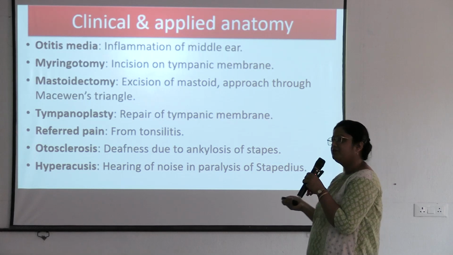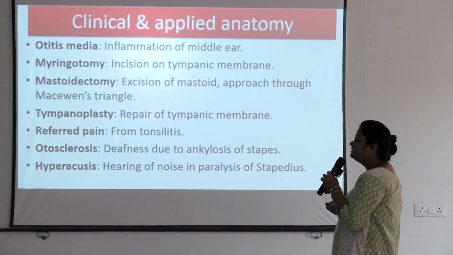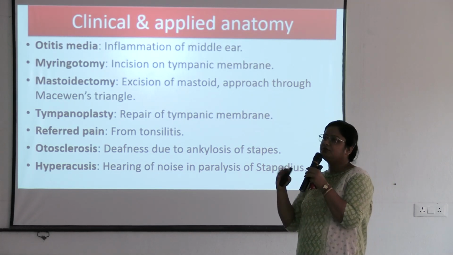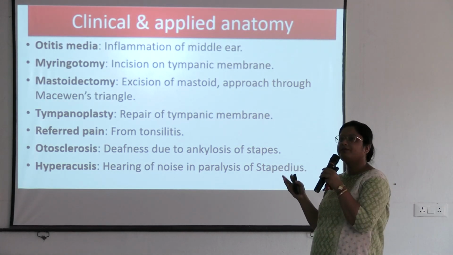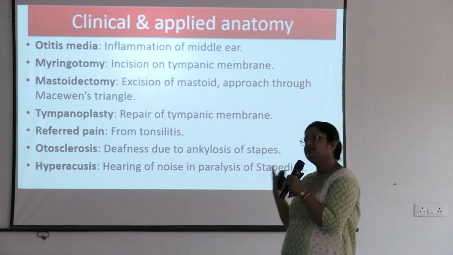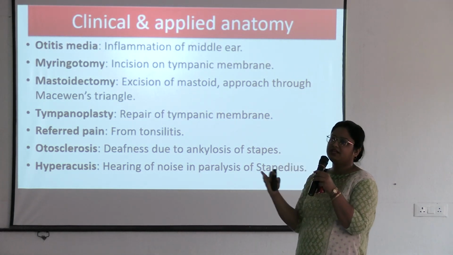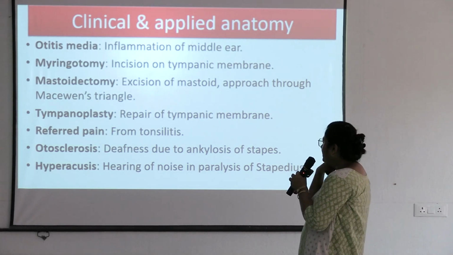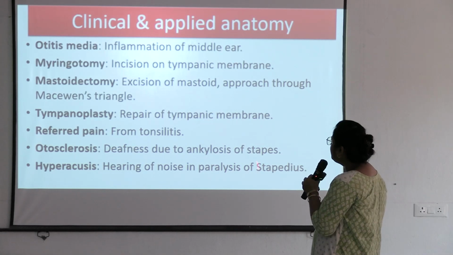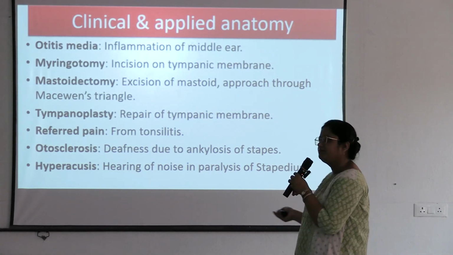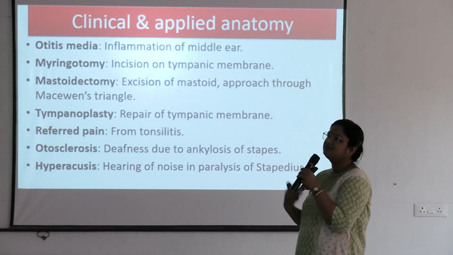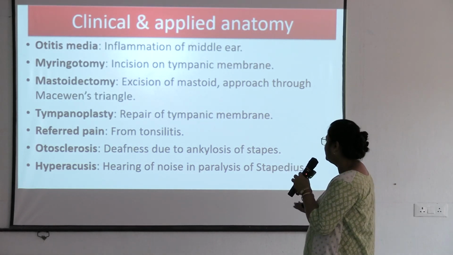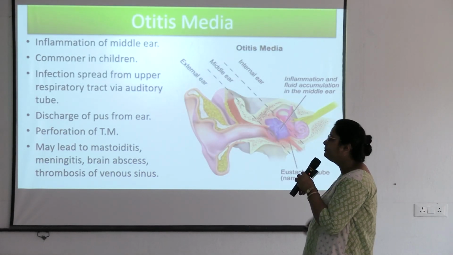Next is otosclerosis. Otosclerosis is deafness due to ankylosis of the stapes. Stapes is fixed due to excessive bone formation, and there is hearing loss also because the foot plate of stapes cannot move properly, so sound wave is not transmitted. So this is otosclerosis. And hyperacusis. Hyperacusis is hearing of noise in paralysis of stapedius. Very low frequency noise appears as very high frequency or high pitch noise in hyperacusis. So we will discuss some of them in details.